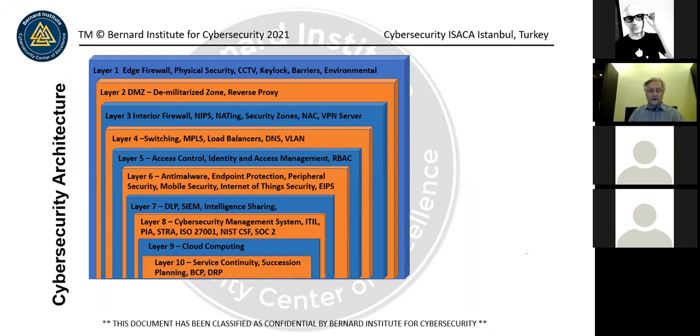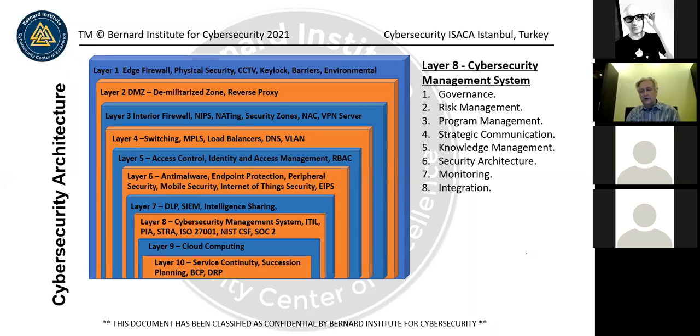And then finally, layer 10, if all else fails, then we do have service continuity, succession planning, and we do have business continuity and disaster recovery. So if the cloud fails and everything else fails in front of it, then we have to start all over again. Then we need to make sure that we do have some backup somewhere to restore the data and get the systems back up and running.